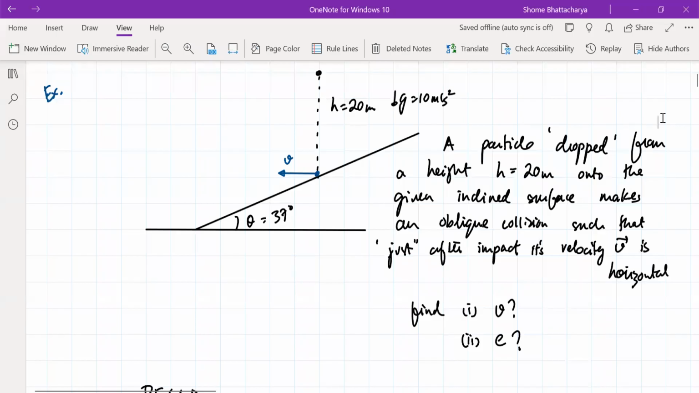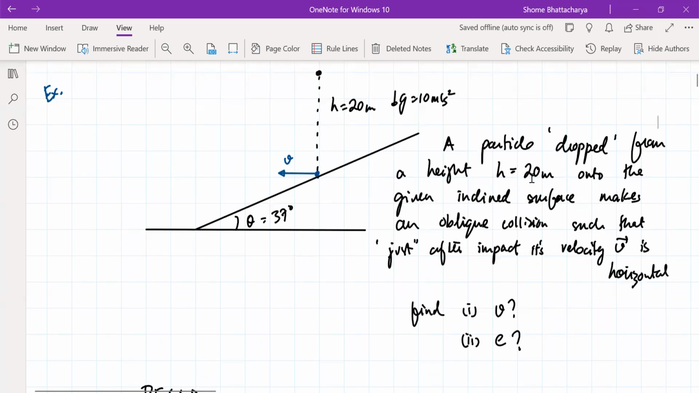A particle is dropped from a certain height given to you. It's dropped from this position onto an inclined plane. So it makes an oblique collision with the inclined plane, because it will fall vertically, so it will have an oblique angle. Now the question tells us that it's observed that immediately after the collision, the particle has a horizontal velocity. So it impacts that surface and gets projected from that surface, but with a horizontal velocity. That part is given in the question.